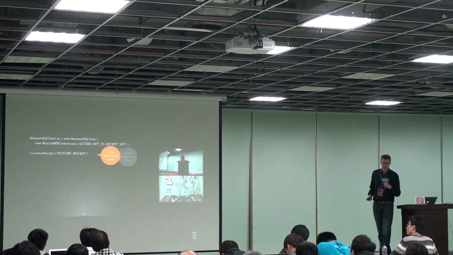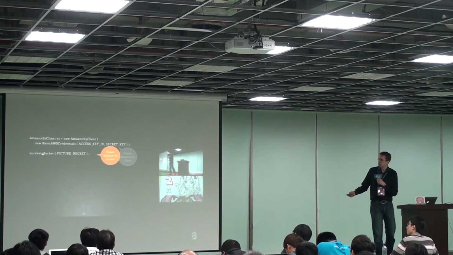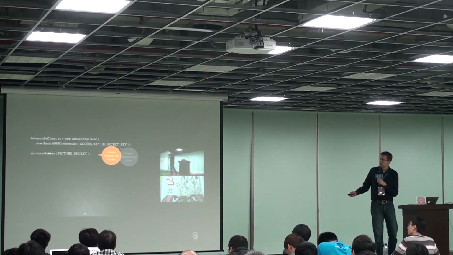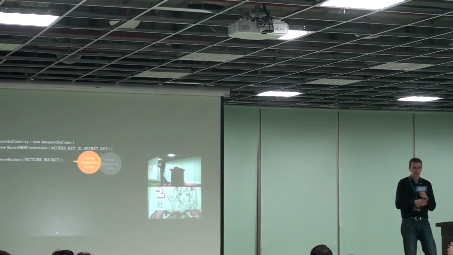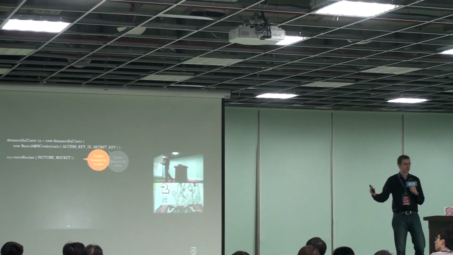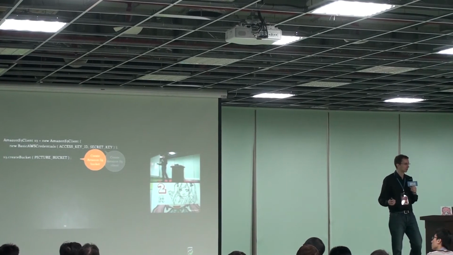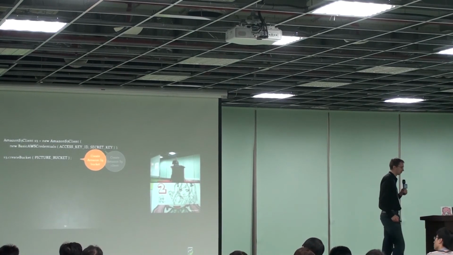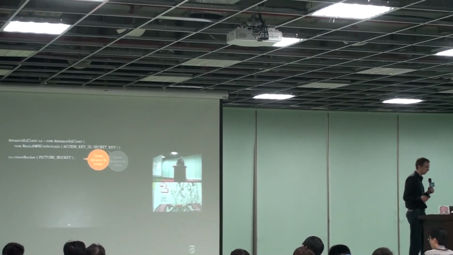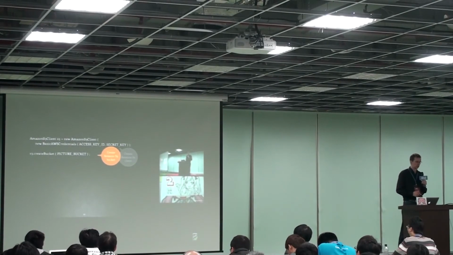Then you can call a method. So you have an object S3, and you can call a method create bucket. With the create bucket command, you can basically make a folder in S3. We call it a bucket. In this bucket, you can store objects, files. So you can create a bucket. For example, your application can keep the pictures that people are uploading in this bucket.